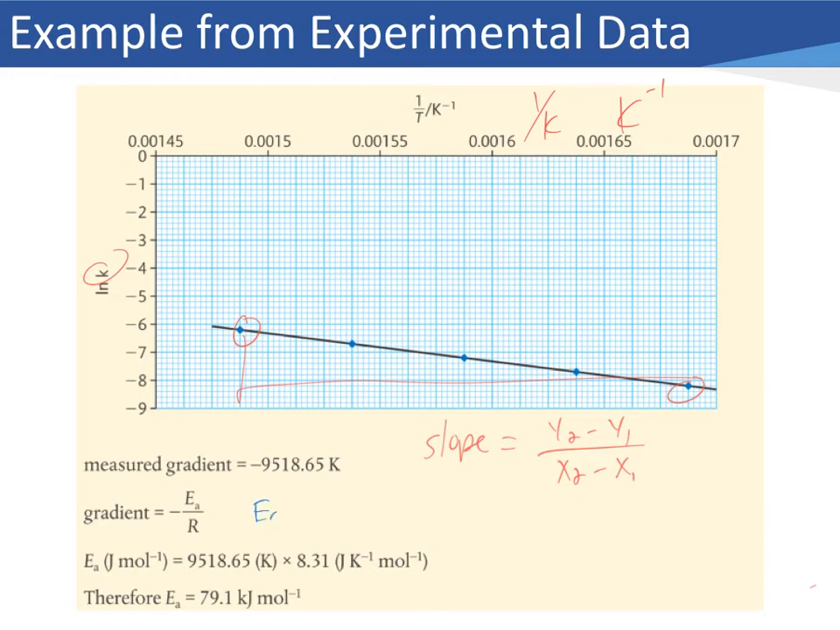So if I redo this, activation energy is negative slope times R. The slope was negative, so if I take the negative slope, it becomes a positive times R. Therefore, the activation energy is 79.1 kilojoules per mole. So I'm just asking you to follow along here and develop an algorithm for using K values, rate constant values, and temperature values to solve for the activation energy. If I know the slope, I can calculate the activation energy.